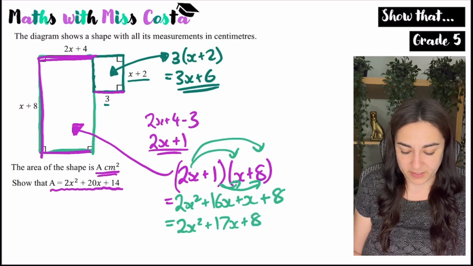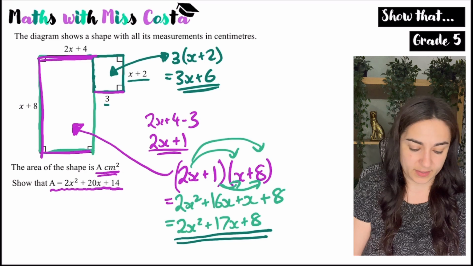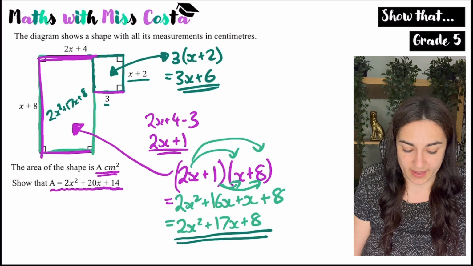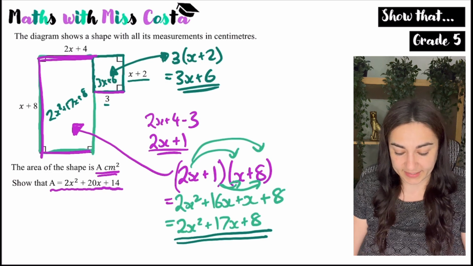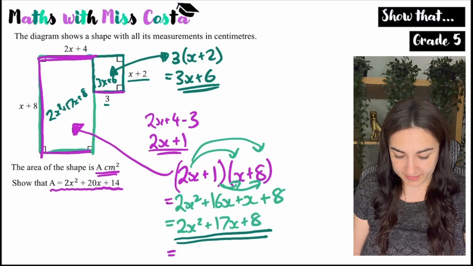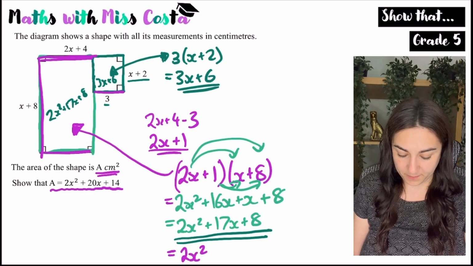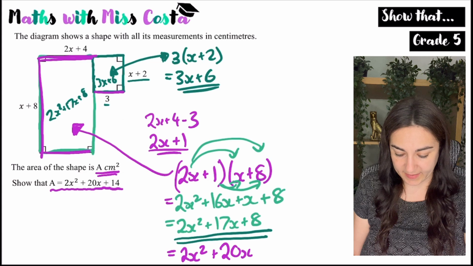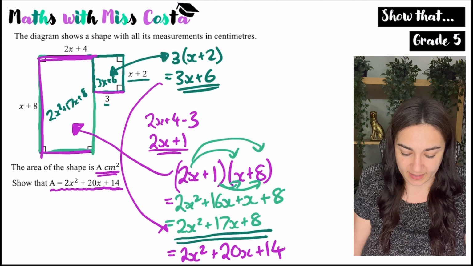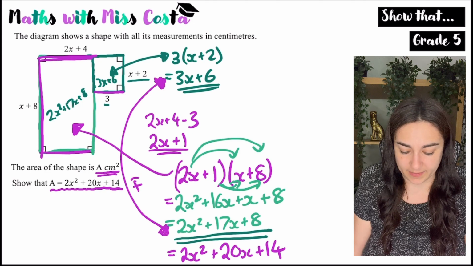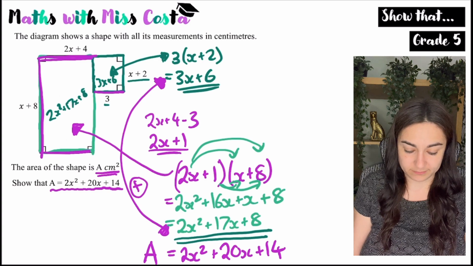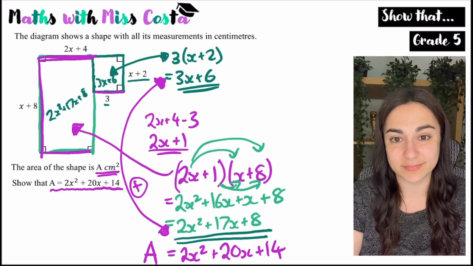So I've got my two parts of the area. So this is 2x squared plus 17x plus 8, and this one there is 3x plus 6. So now let's bring them together. Add them together would become 2x squared plus 20x, and then 8 plus 6 is 14. Now I just ran out of a bit of space, but you might just want to say, because it's a show that question, you would just add them together. And that's how we show that the area equals what the question told me it does.